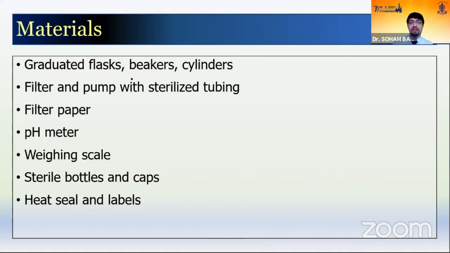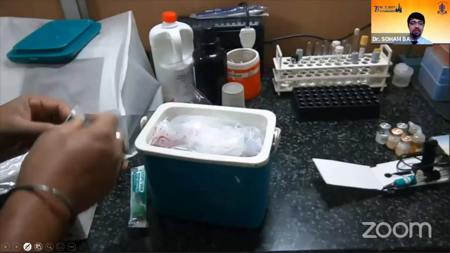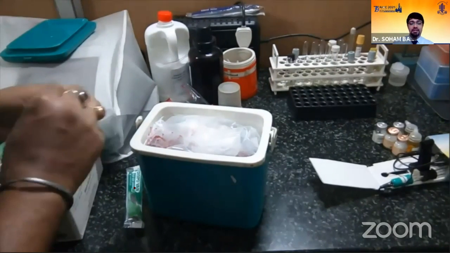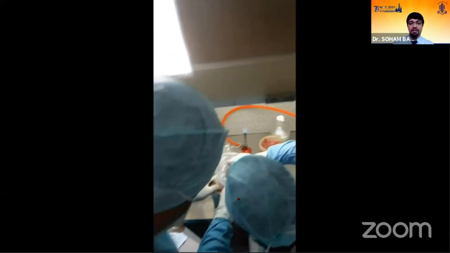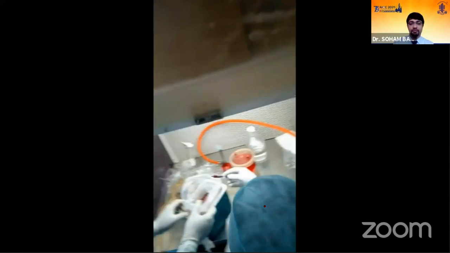And the instruments that we need are a variety of graduated flasks and cylinders, a filter and pump with sterilized tubing, filter paper, pH meter, weighing scale, sterile bottles and caps, and heat seal and labels. So I'll be going through some of the videos that we have here. We start by doing the serology from the cord blood. This is done in our microbiology lab under the laminar flow.